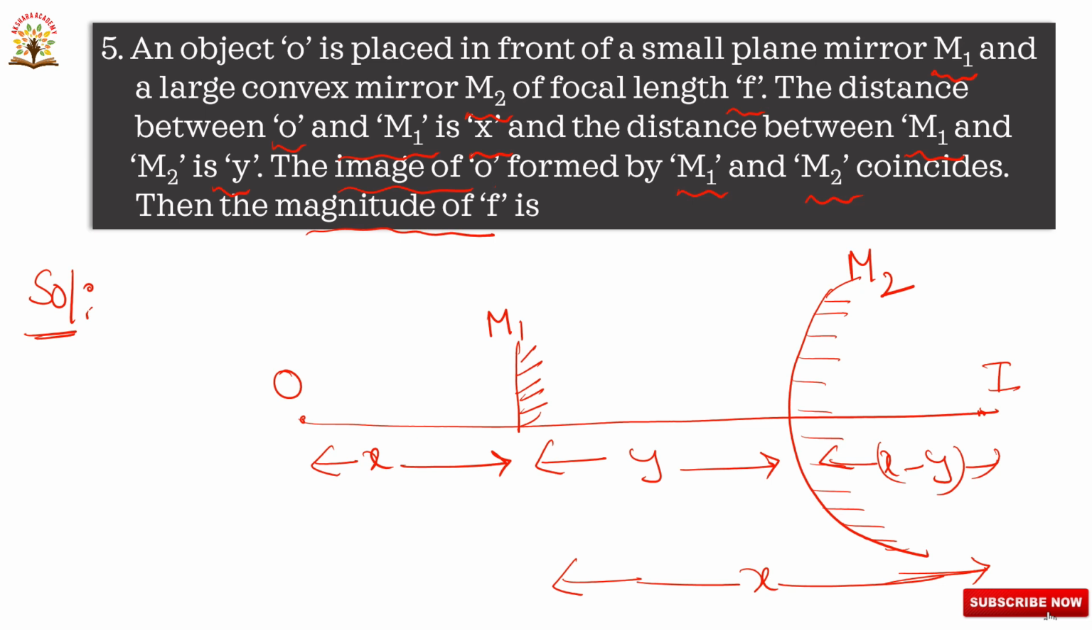Now from this mirror M1 to the image, the distance is given as x. Next, from the object, the distance up to this mirror is x plus y.